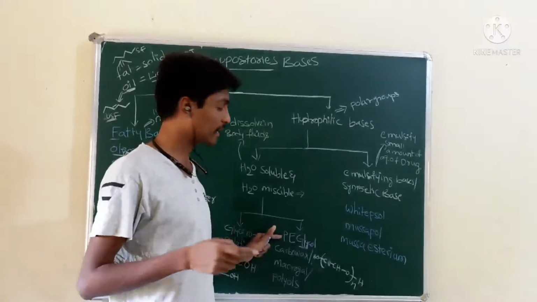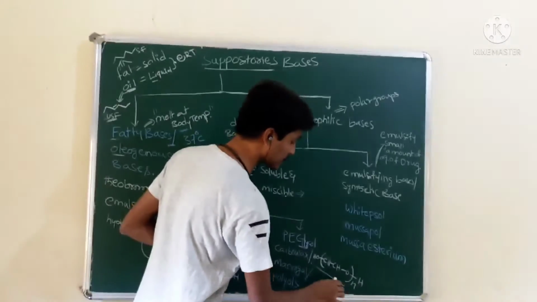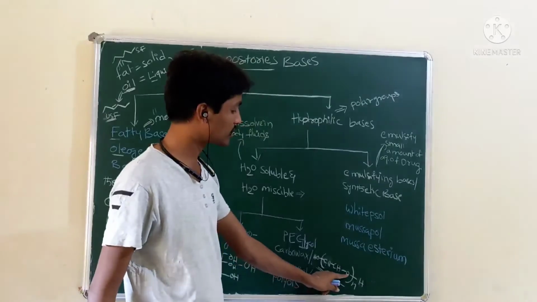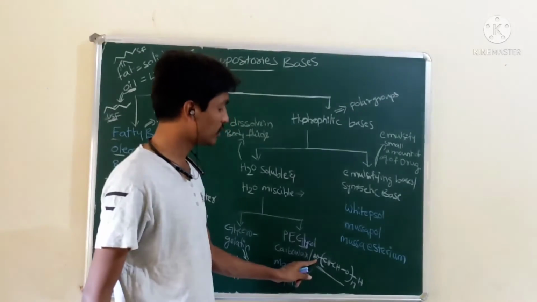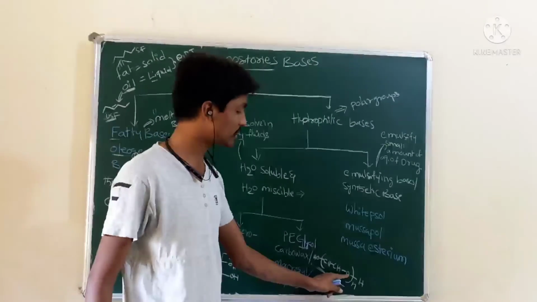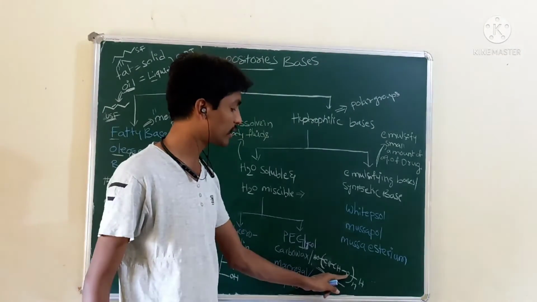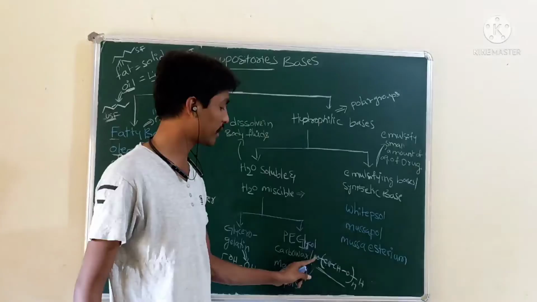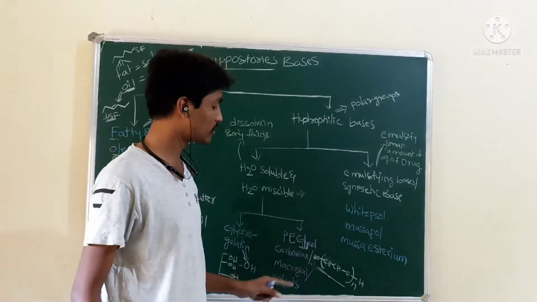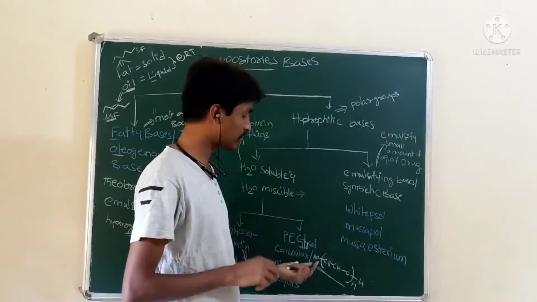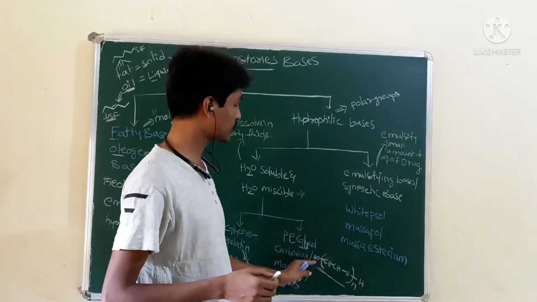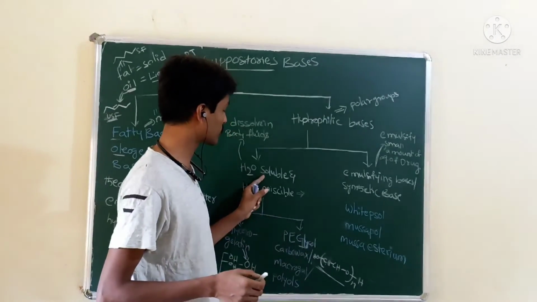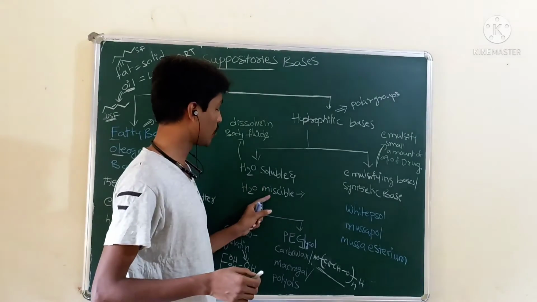Next one is polyethylene glycol. The polyethylene glycol structure is like this. The presence of oxygen and OH groups gives polar groups. Oxygen is a hydrogen bond acceptor, and the hydrogen of the OH is a hydrogen bond donor. Due to the presence of polar groups, these are also water soluble or water miscible.